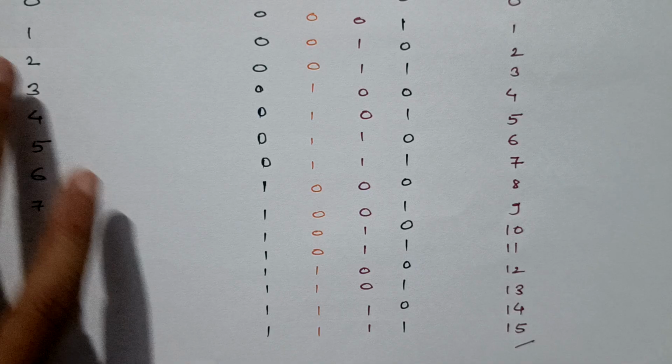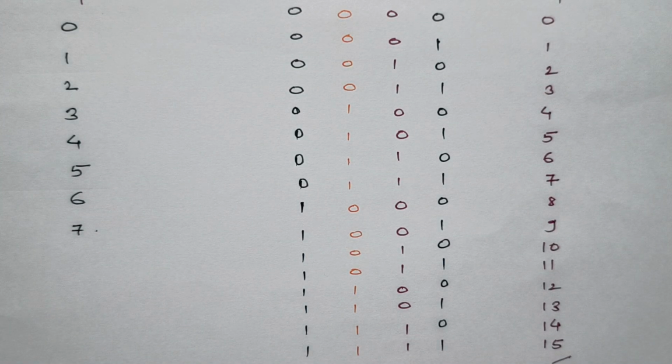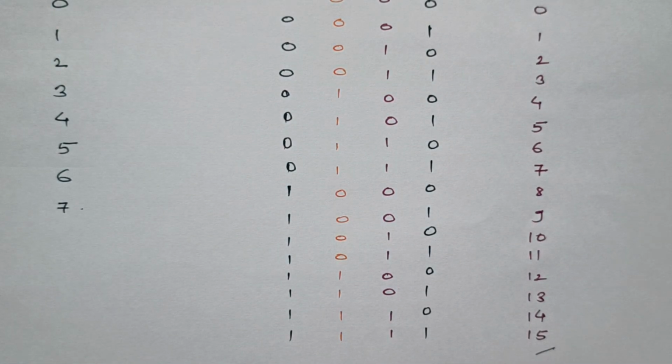So this is the way in which we can draw truth tables of any number of variables.